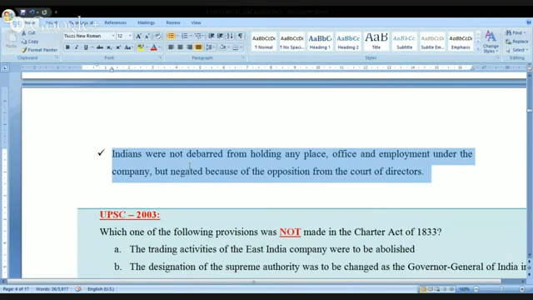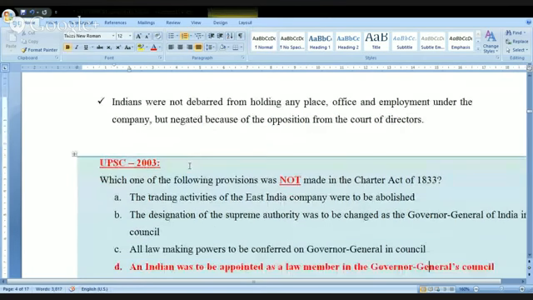Already we have seen Court of Directors, Board of Control. Court of Directors is for commercial activities, Board of Control for political activities, that is administrative activities. But here, the Court of Directors opposed. Otherwise Indians were not debarred, but they were not permitted because of the opposition from the Court of Directors.